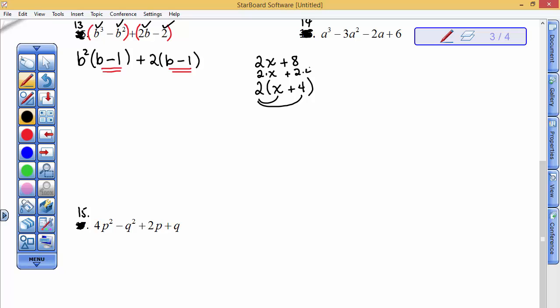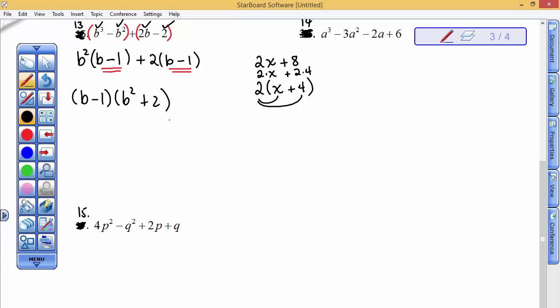And then we can see the greatest common factor that's in each of those, and we write it down once, and then the x and the plus 4 go in the parentheses. So the b minus 1 comes out and we write it down once, just like this 2 comes out of each of these and we write it down once, and then this x and this 4 goes in the binomial, so the b squared and the 2 goes in the binomial.